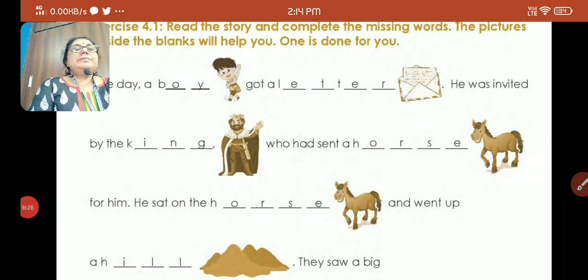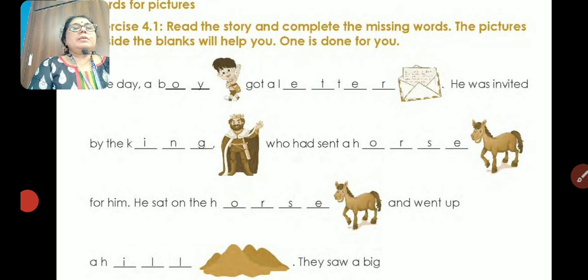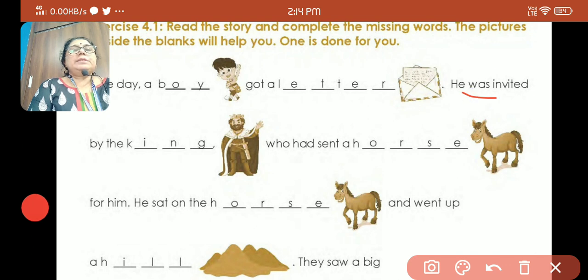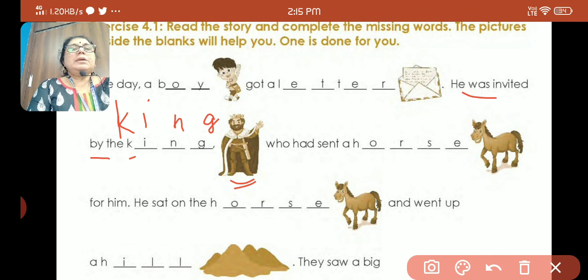Now let's read again. He was invited by the, who is this picture? King. So we write K is already done. I-N-G, king. K-I-N-G, king. Got it? K is already there. I-N-G you have to write. Done.